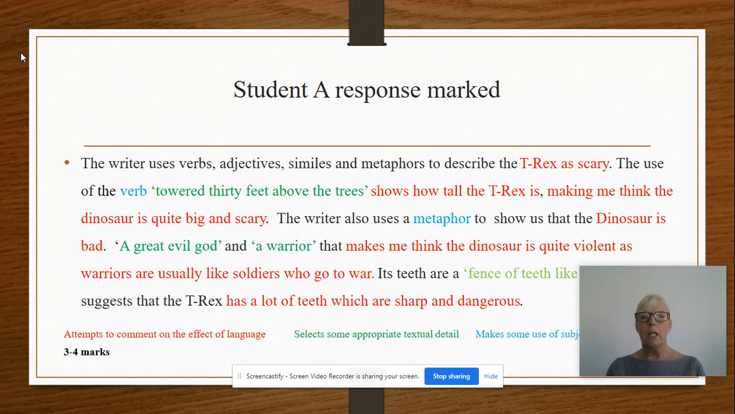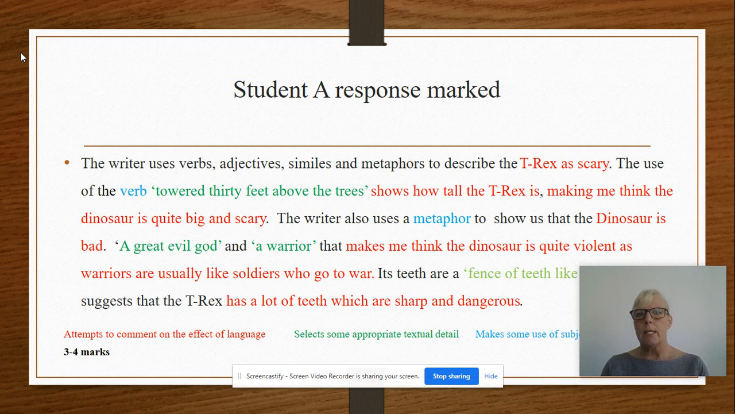The amount of times that I read in that first sentence, the writer uses verbs, adjectives, similes, and metaphors to describe the T-Rex, or to describe whatever, the house, the setting, the weather. Please don't do that. It has earned you absolutely 0 marks, and you've only got 10 minutes to formulate this answer. You've wasted your time. You're not trying to tell the examiner that you know some language terminology. We need to take one thing at a time.